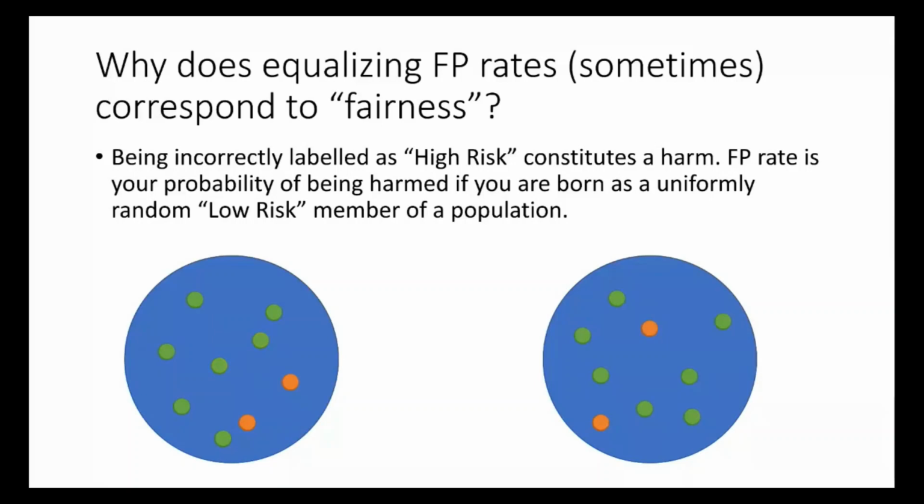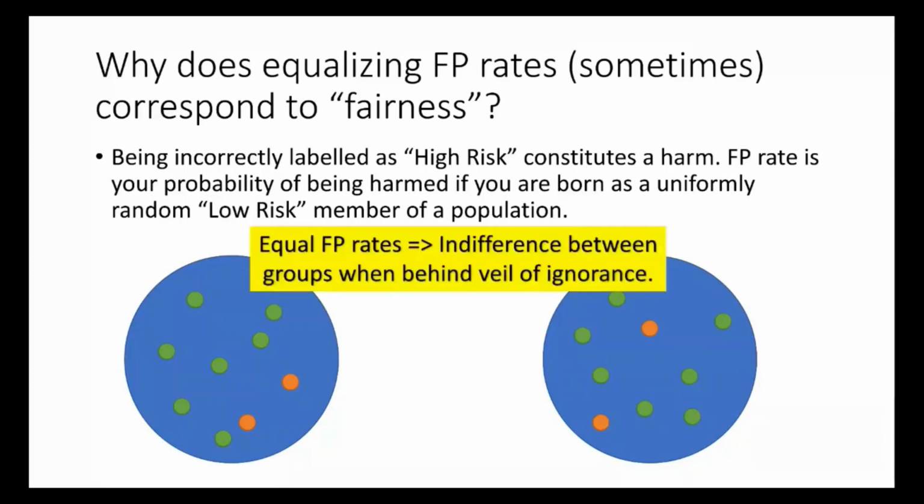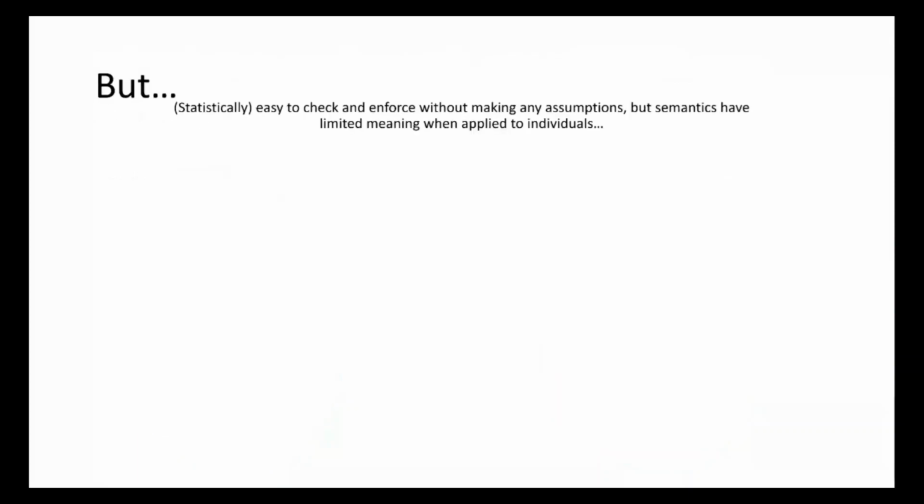Or equivalently, if I can promise you that the false positive rate is equal for these two groups, then behind the veil of ignorance before you're born, if you think you're going to be born as a uniformly random, low-risk member of one of the two populations, you should be indifferent between which race you're born as, which is a nice semantics for fairness. But in this thought experiment, it's actually pretty important that you believe you're going to be born as a uniformly random member of one of these populations. And because of that, these group fairness definitions aren't really very meaningful when it comes to what they promise to particular individuals.